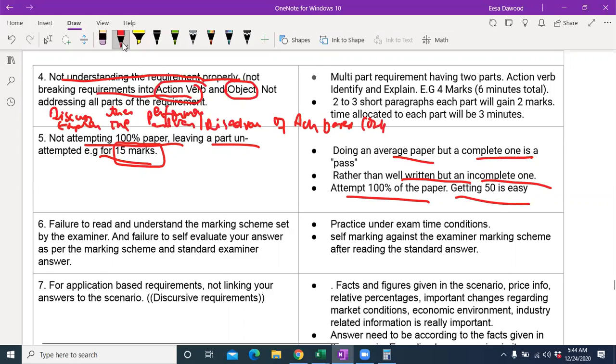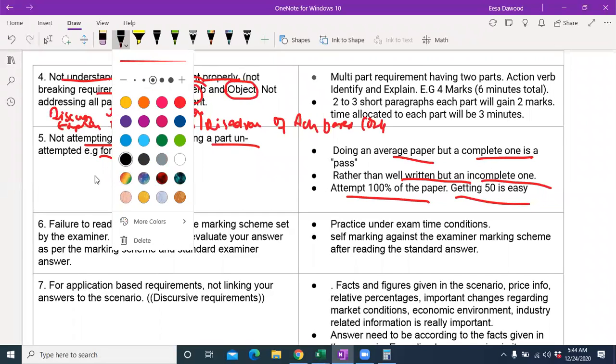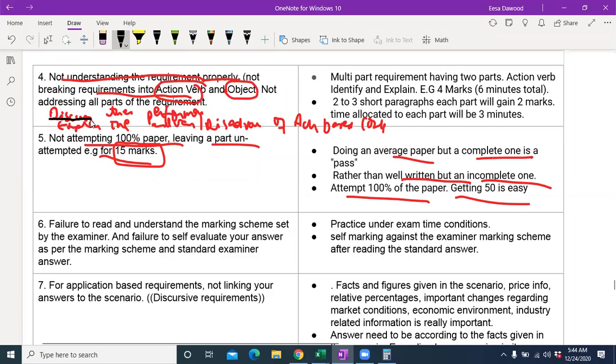So you need to know what is the action verb and what is the object. Action verb is what you need to perform, that is discuss and explain. And at times in one requirement there may be multiple action verbs, so you need to address all the action verbs, all the parts of the requirement, in order to get the entire marks, because the marks will be split. And what is the object? Object is what you need to discuss, the center of your action. Here, the object is performance. I need to discuss the performance. Discuss the implications. Implication is the object. Here, discuss the advantage and disadvantage is the object.